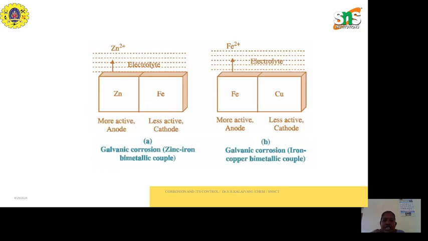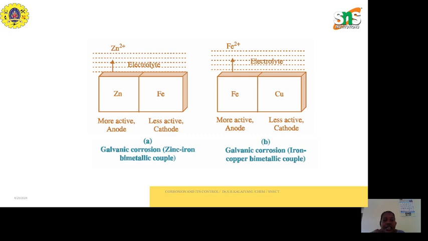In this diagram, galvanic corrosion is represented. In the first diagram, the zinc iron couple. Zinc is more active, so it acts as an anode. Iron acts as a less active metal, so it is the cathode. The anodic metal undergoes oxidation, that means corrosion.